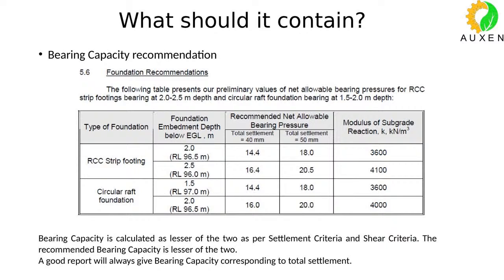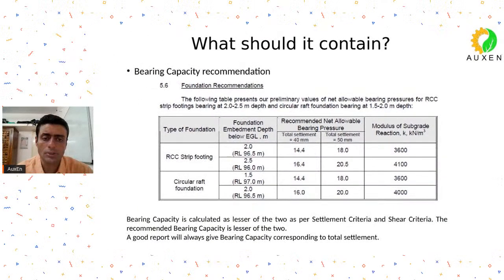Okay, it carries no meaning actually. So, very important point: how to identify whether your report is a good report? You look at the bearing pressure value and check whether it has been given with an associated settlement or not. And then it has given you a K value also, the modulus of subgrade reaction.